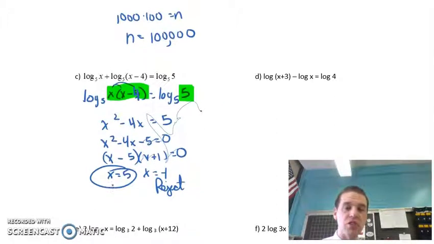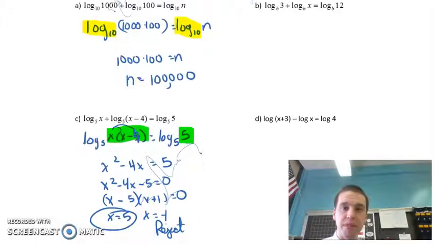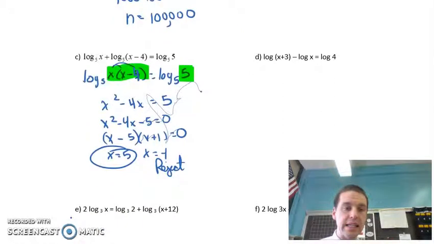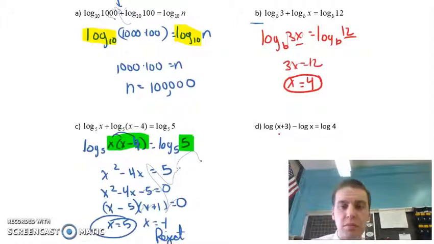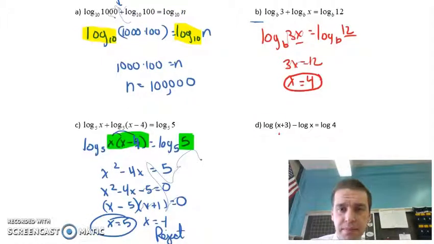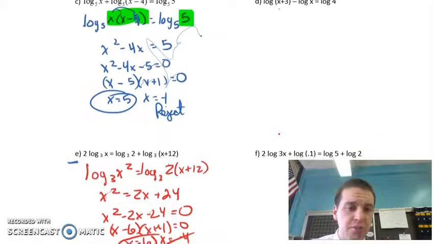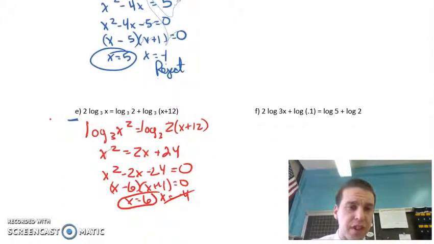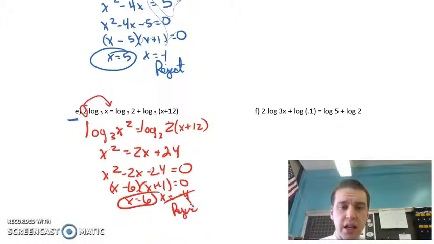So what I would like you guys to do is please try B and E. Pause it and try B and E, please. Hopefully you guys got B to be x equals 4, and E, you may have had a little bit of difficulty because you forgot that the power rule brings the 2 up as x squared. So you should have had x squared equals 2x plus 24, subtract everything over, and you're rejecting x equals negative 4. Pause it if you need to look at it, pause it to make corrections.